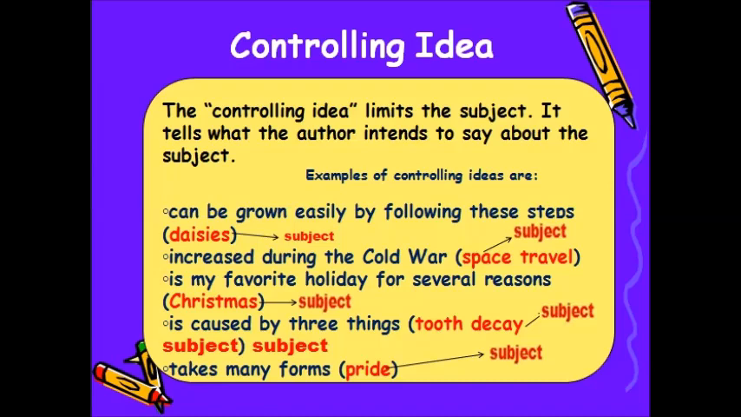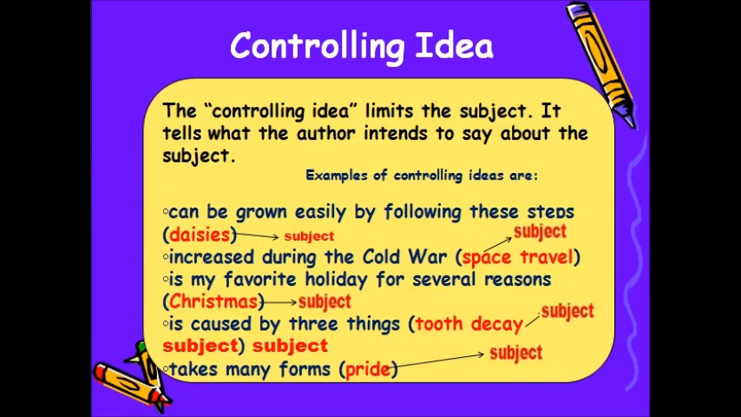Another one is tooth decay. For example, we can say tooth decay is caused by three things. So tooth decay is limited to the three things. Another one is pride. Pride takes many forms. So these forms limit the pride.